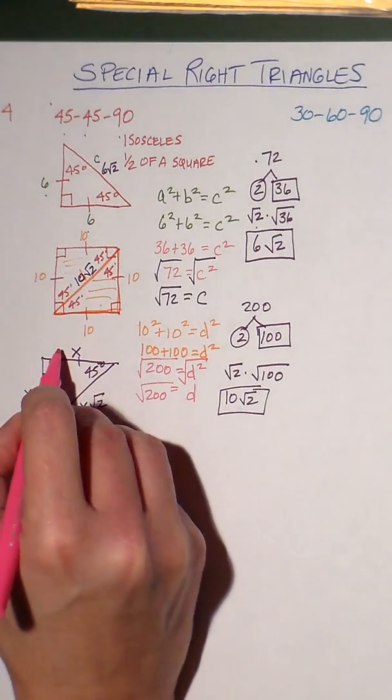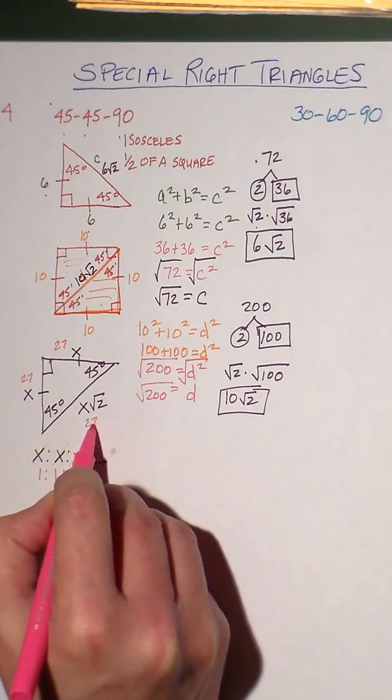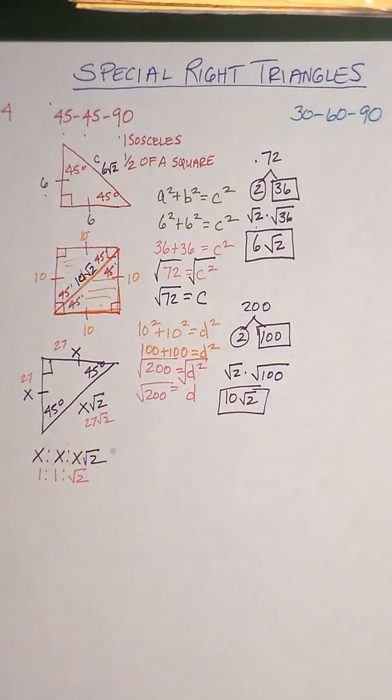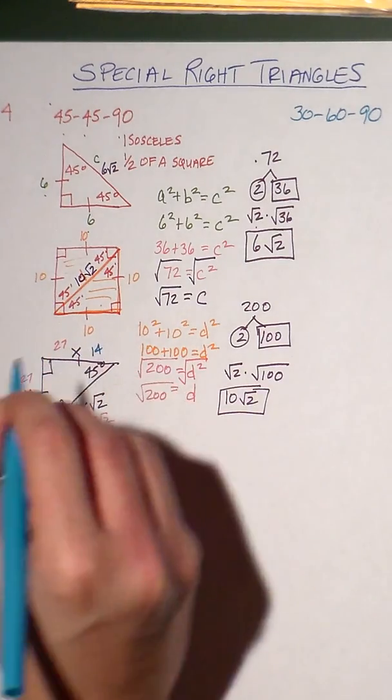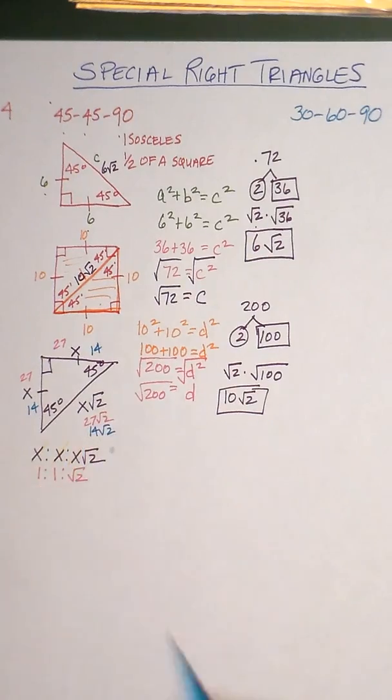So for example, if this is 27, that means this is 27 and this would be 27 square root of 2. Okay? Let's try another one. Let's say this is 14. That means this one's 14, and that means this one is 14 square root of 2. So you can hopefully see the pattern. Okay? So that's how we do the 45, 45, 90s.